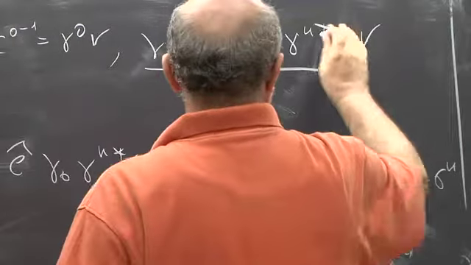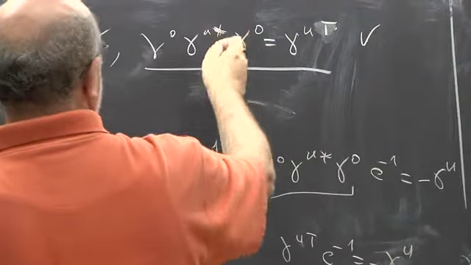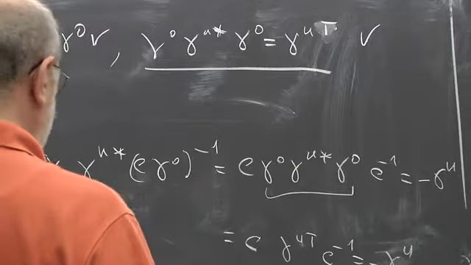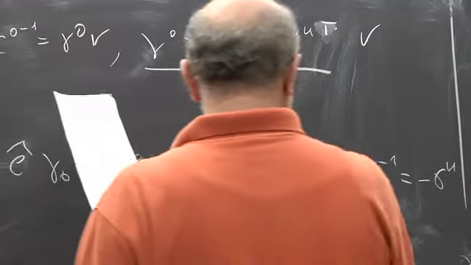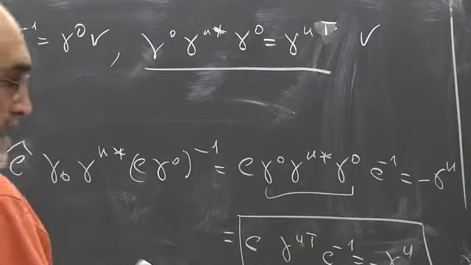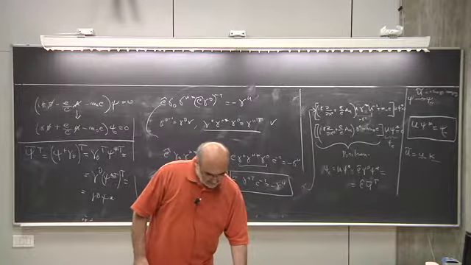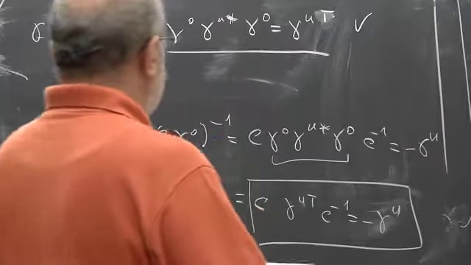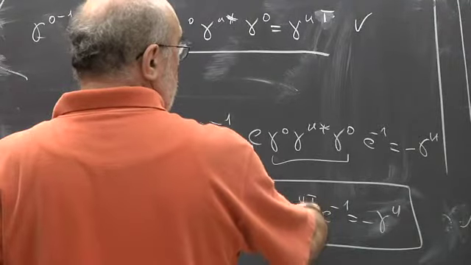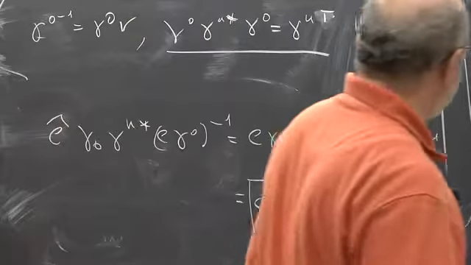This is less easy, but we can verify also this: that when you sandwich gamma mu star between the gamma 0, you get the transposed. We will verify that. And then basically the C has to satisfy this relation. This is the C that has to satisfy those relations. Now, we should build the gamma t, the transpose of the gamma, and see which C satisfy that.